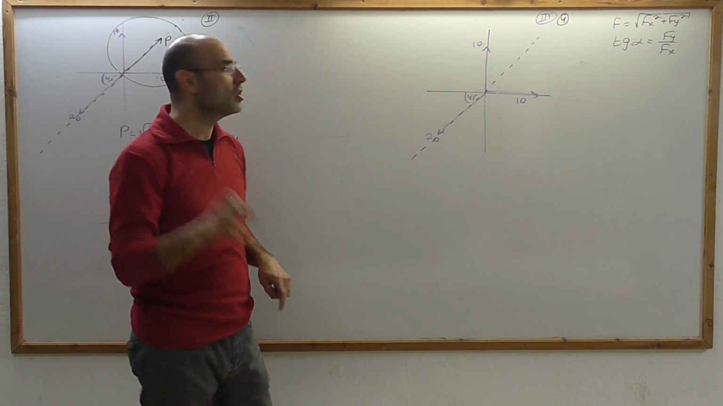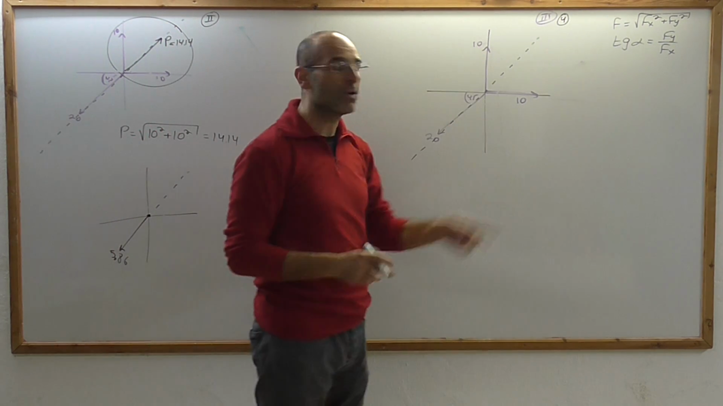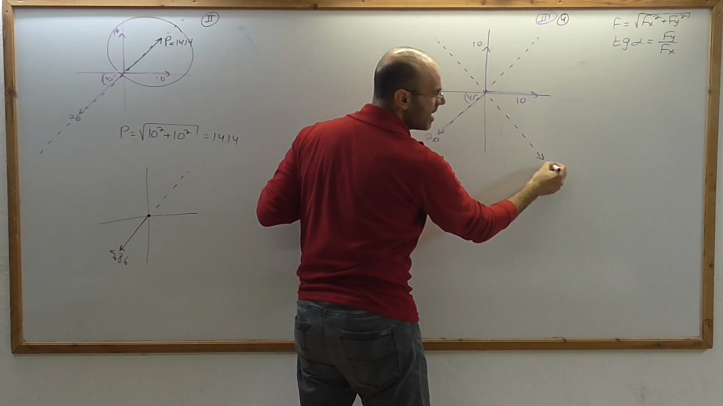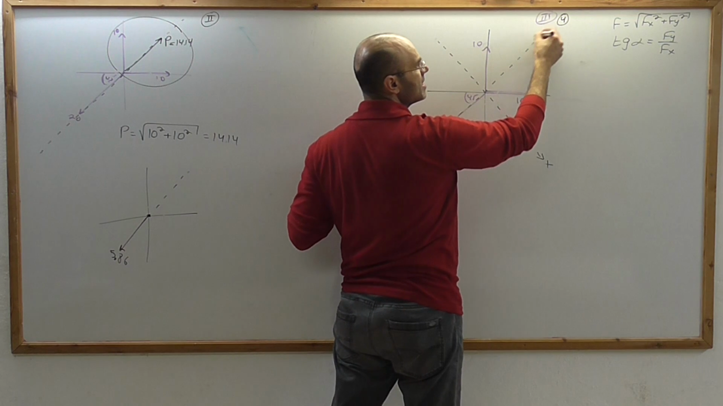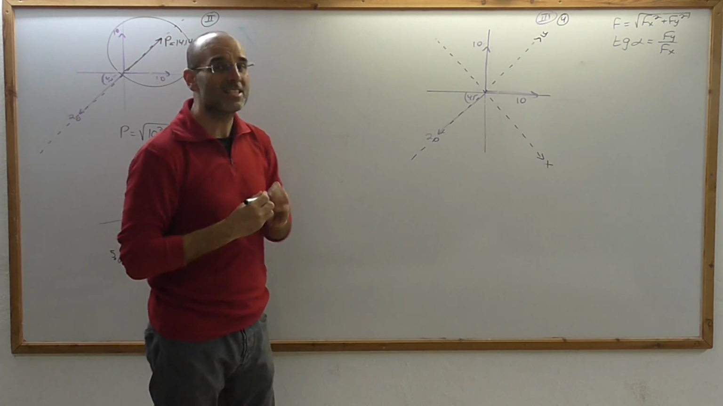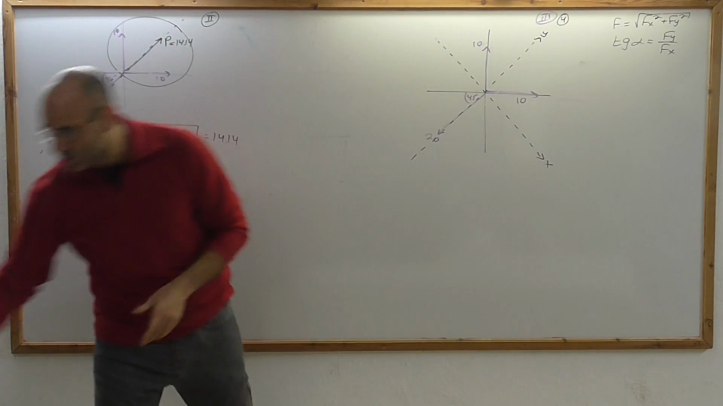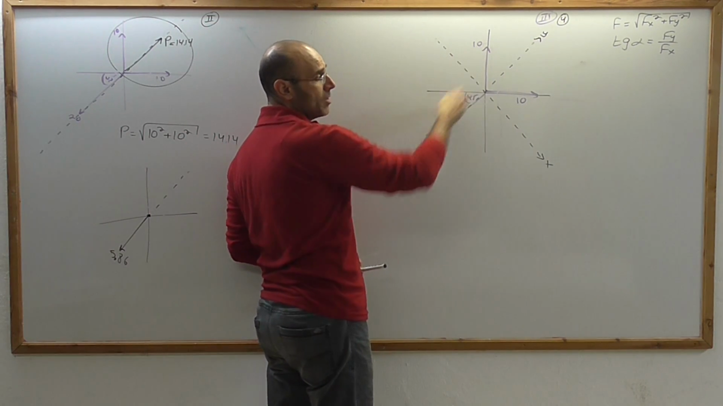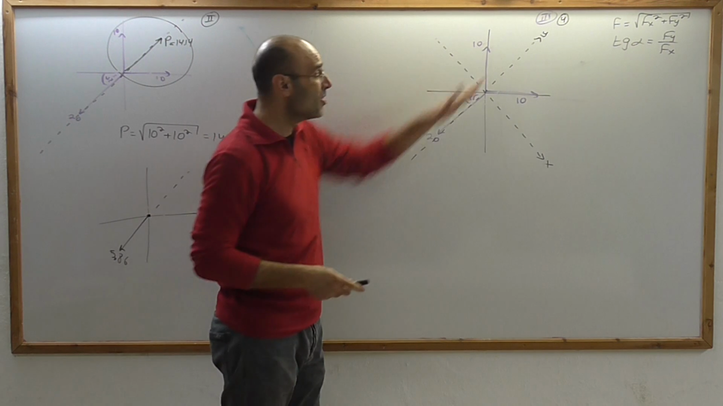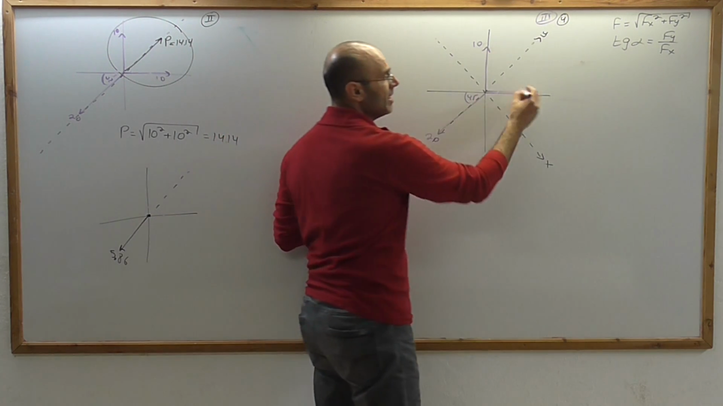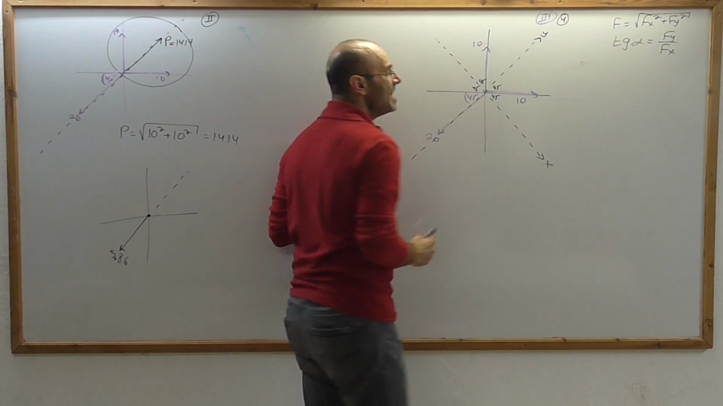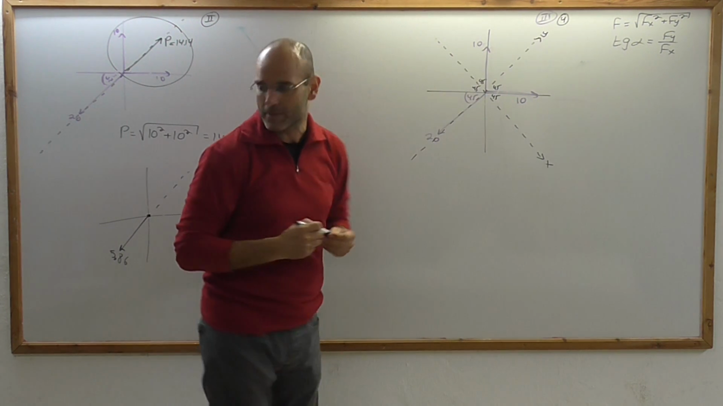We can change our x and y poles into these. Let's say this is the x pole and this is the y pole. And let's break the vectors into these poles. This one I don't have to break. Why? Because it's already on the pole. This one is 45 and 45. Let's break this one and let's break that one.